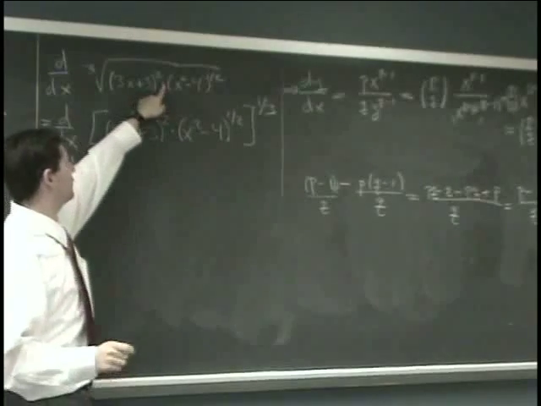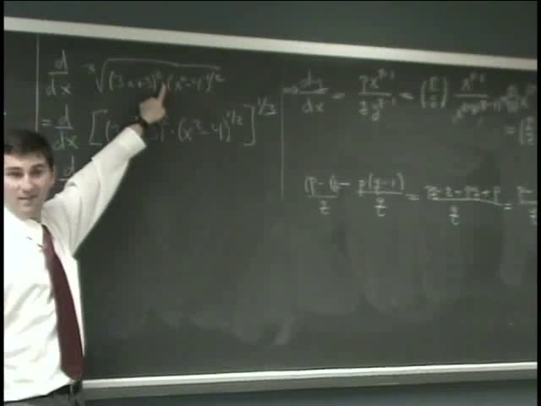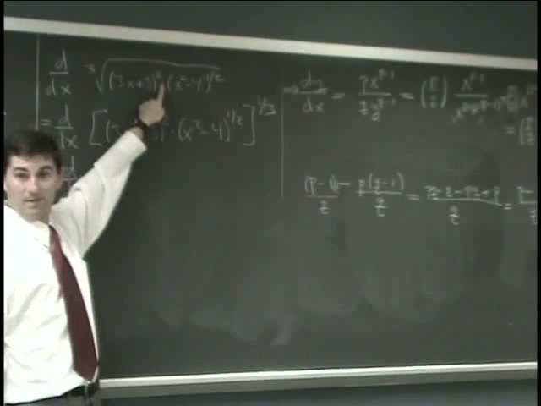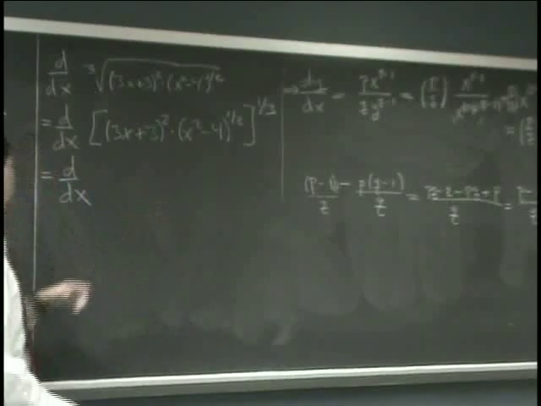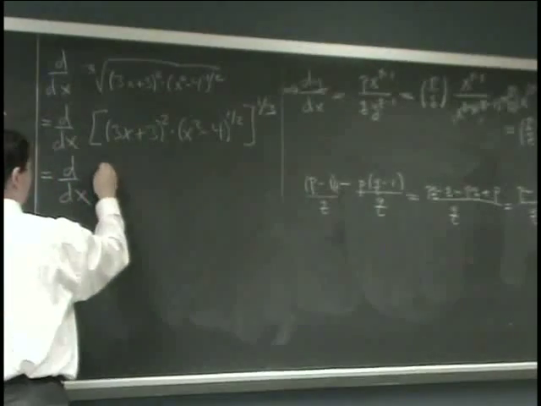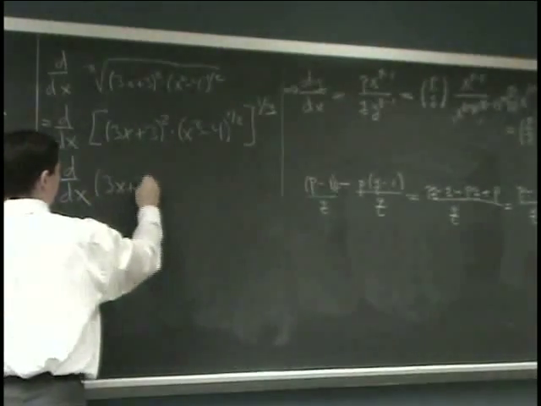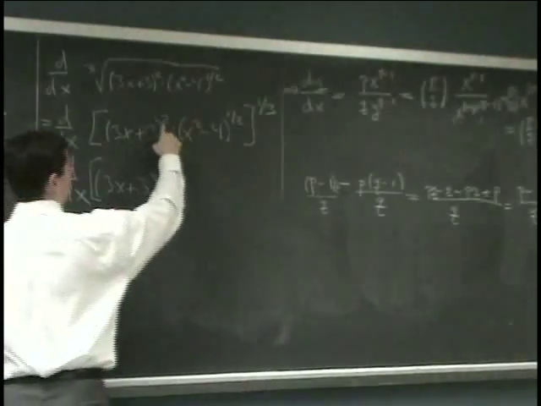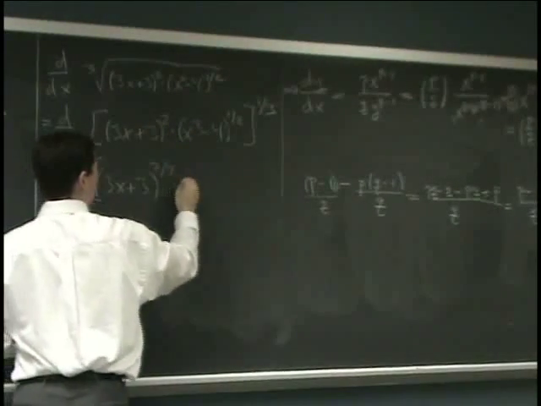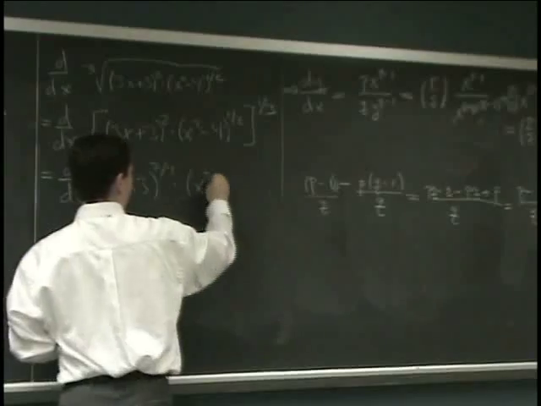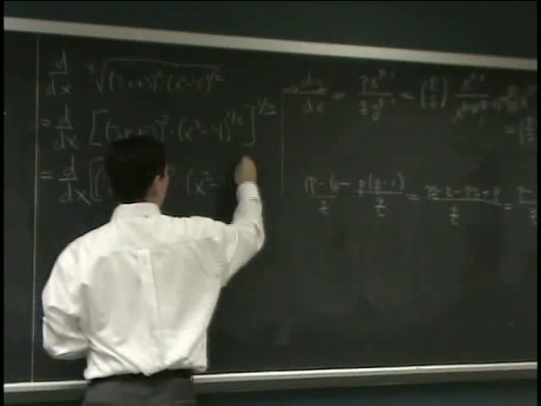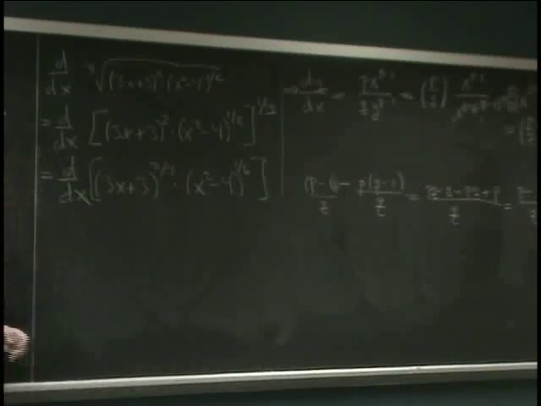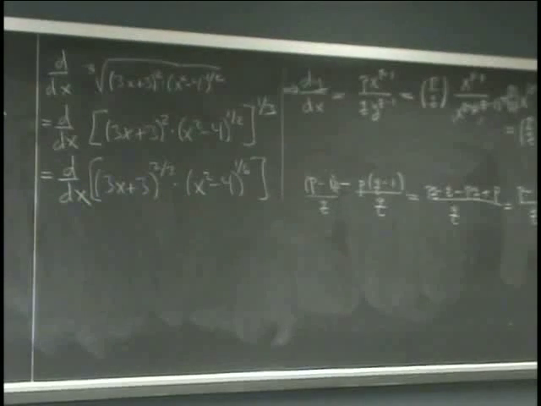Now, notice if there was a plus here, you couldn't do that. That would be the freshman dream. But here you have multiplication, okay. So we have (3x plus 3) to the 2/3 times (x squared minus 4) to the 1/6. Okay, that's not that bad.